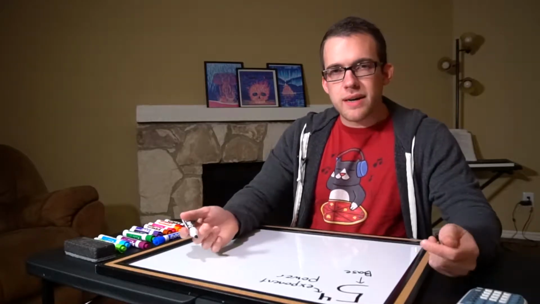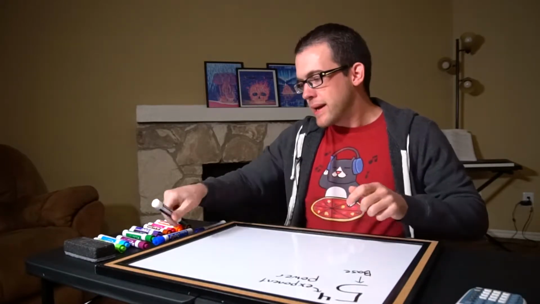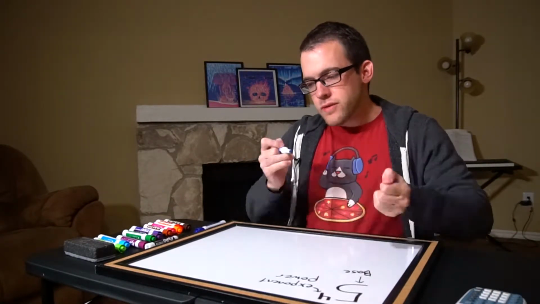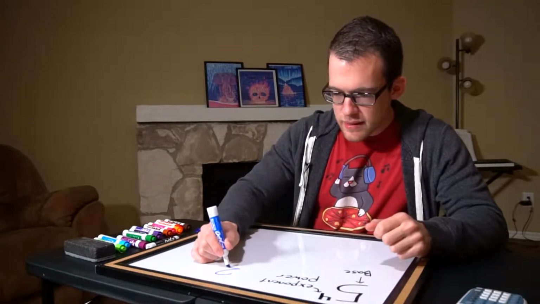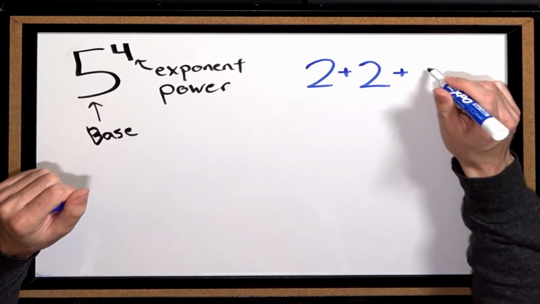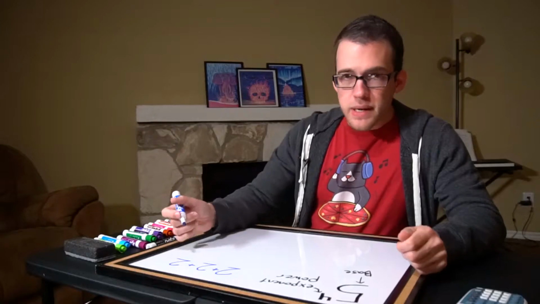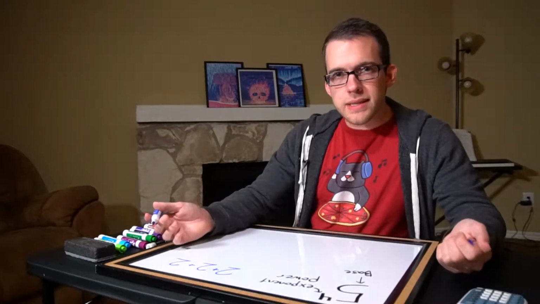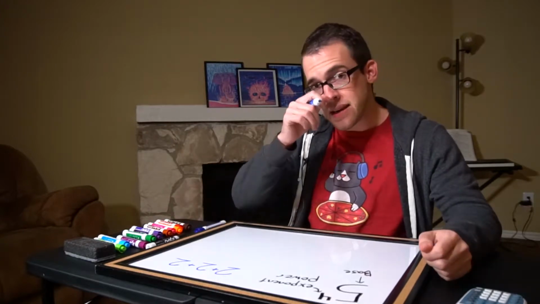So before I talk about what an exponent is and how to solve it, I'm going to take a step back here. Really basic stuff for just a second. 2 plus 2 plus 2, which of course is 6. But is there another way we could write this? Instead of having to write 2 plus 2 plus 2, could we write that another way?